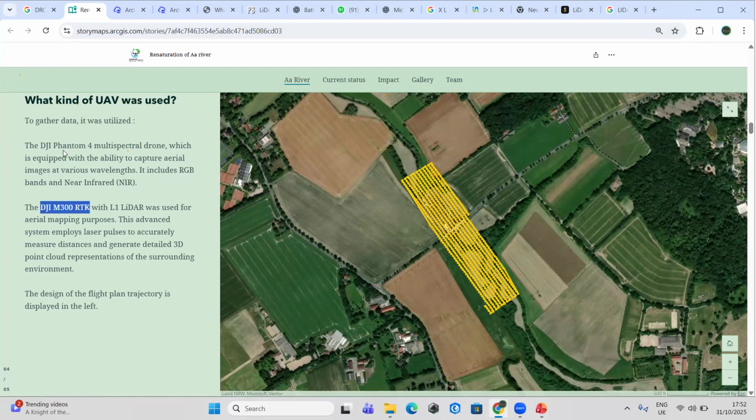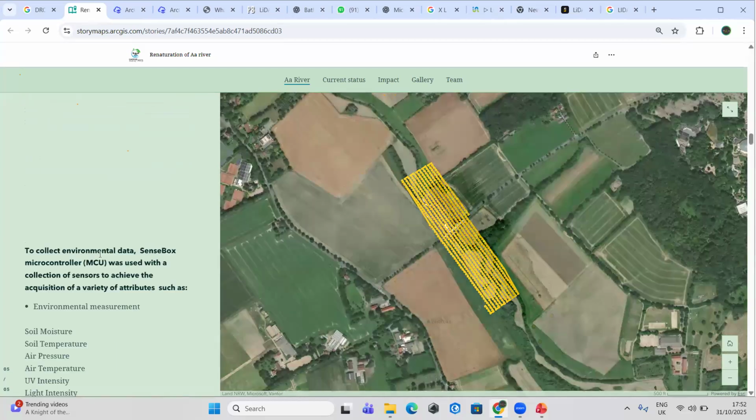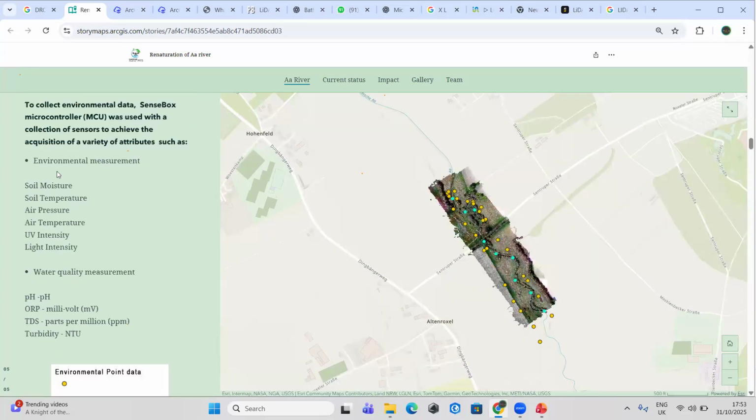And our drone also has this sensor with it, the L1 LiDAR. So we get some sensors. We take out the multispectral one and fit in the LiDAR one. This is our trajectory of the drone. Then our aim was to find out these things.